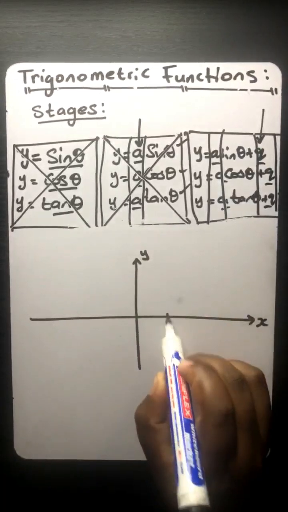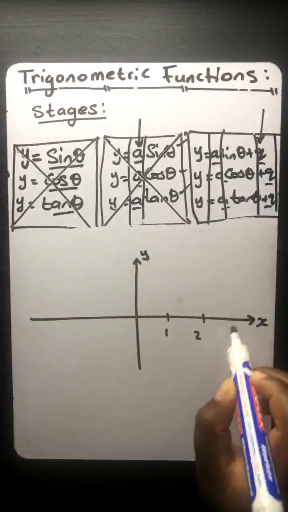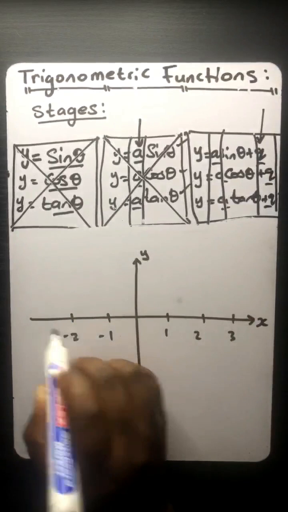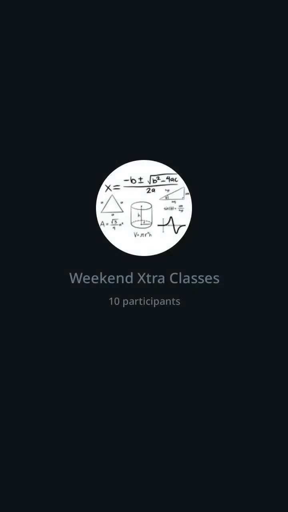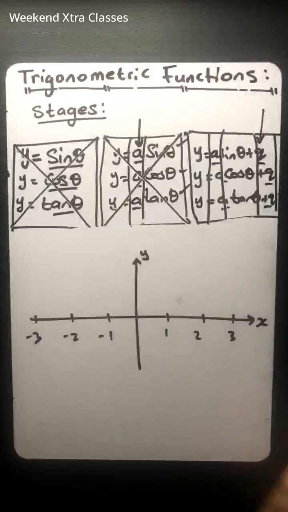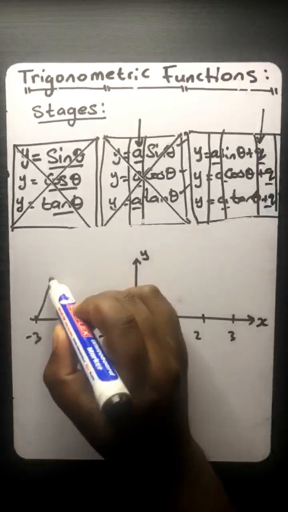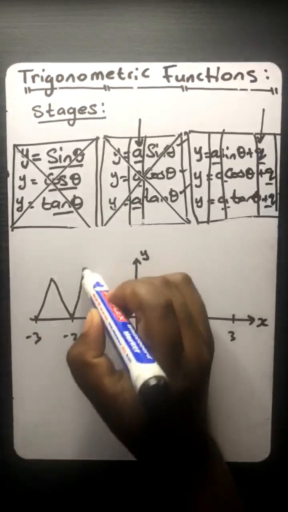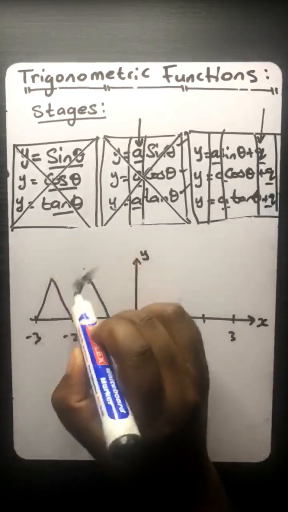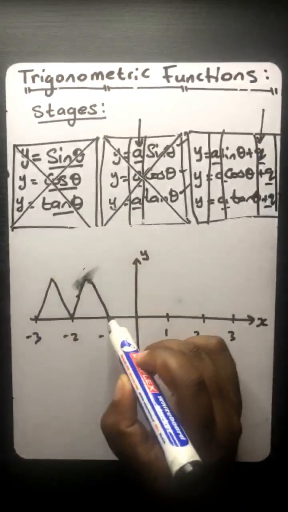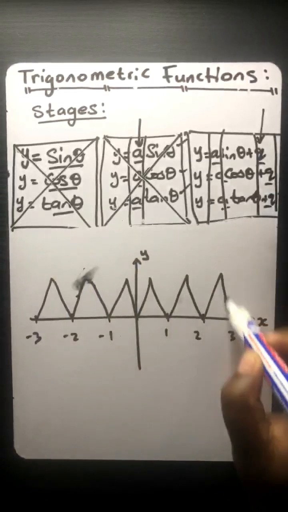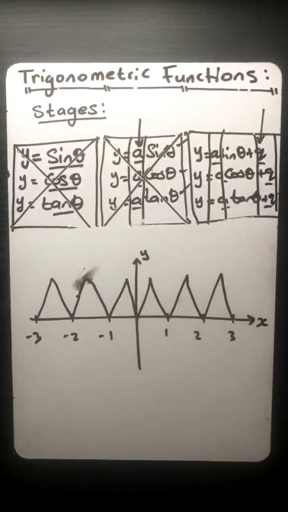Let's say maybe we have 1, 2, 3, -1, -2, -3. Then this is what I'm going to do. There is a shape, another shape again of the same shape. Same shape again, same shape again. Just as an example, the question would be, what is the period of that?